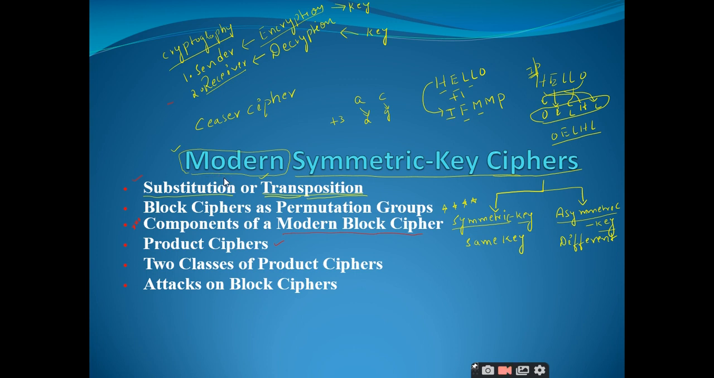Usually the traditional key ciphers use one technique, and the modern cipher techniques use some other technique. So we are going to concentrate only on the modern symmetric key ciphers. In this topic we have various subtopics like substitution, transposition, block ciphers as permutation groups, and components of a modern block cipher. All these things we will discuss. Is it clear up to this point?